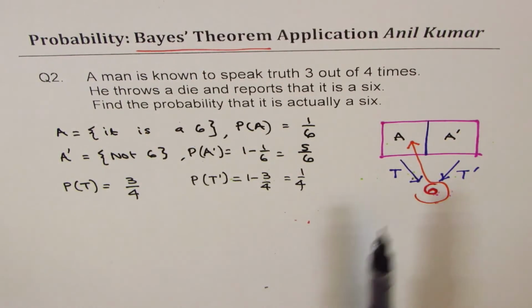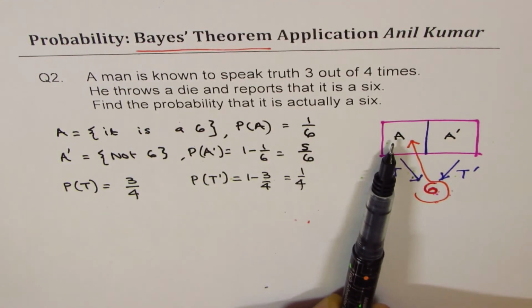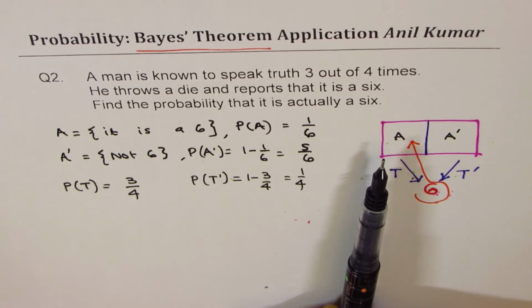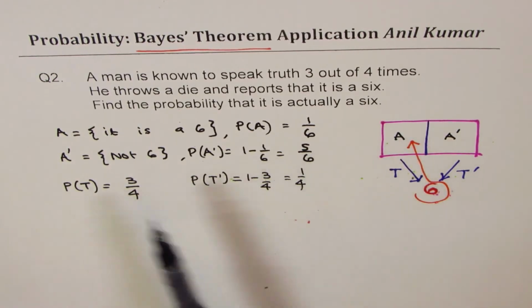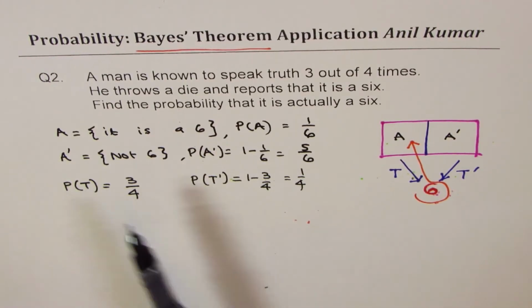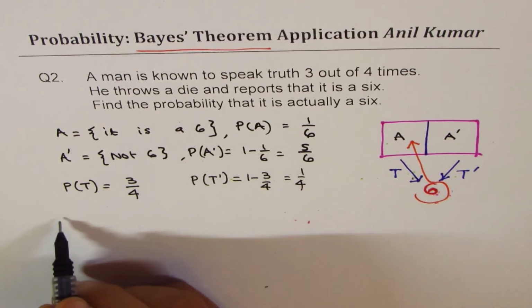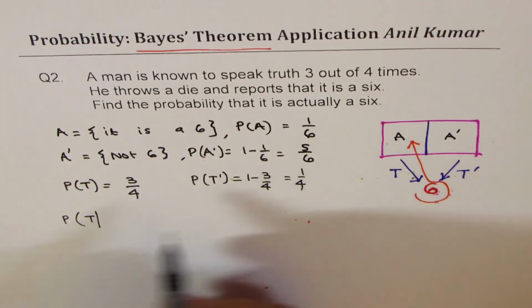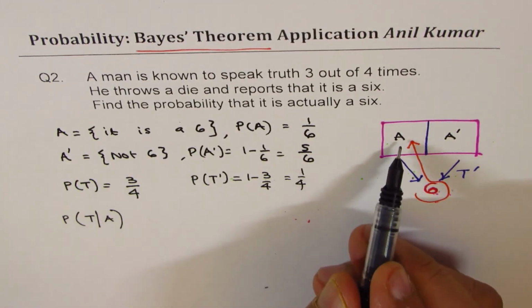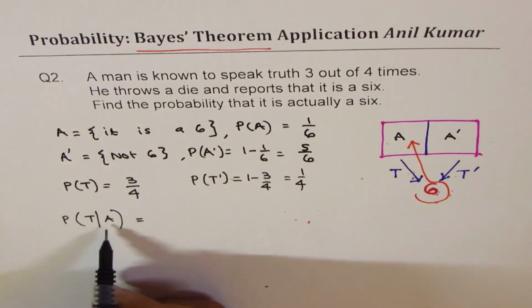So now, we can find the probability that it is actually 6. That means event A. Is it okay? Right? So that is what we are trying to figure out now. So it is a 6. That means it is truth. And truth of getting 6. That is what you can say, right? So it is the probability that it is truth and it comes from A, that it was actually 6. Is that okay? This is what we're trying to figure out. What is this equal to?